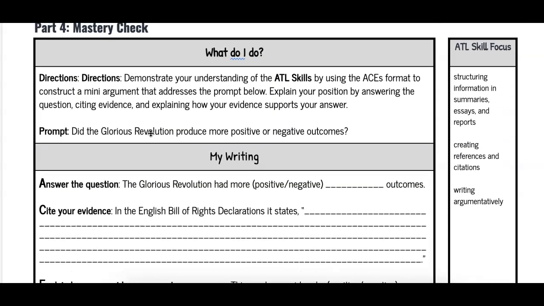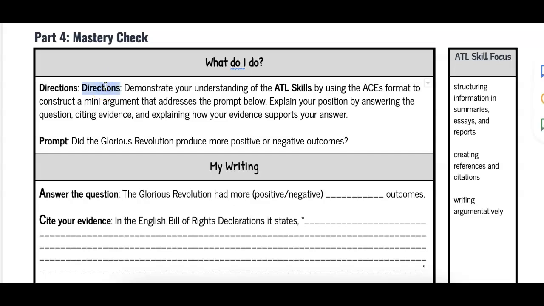Let's discuss the Mastery Check, Part 4. Oh, I wrote directions two times, so you can erase one of those or cross that out. Demonstrate your understanding of the ATL skills over here by using the ACES format to construct a mini argument that addresses the prompt below. You'll explain your position by answering the question, citing evidence, and explaining how your evidence supports your answer, focusing on structuring information in summaries, creating references or citations, and writing argumentatively. The prompt here is, did the Glorious Revolution produce more positive or more negative outcomes?